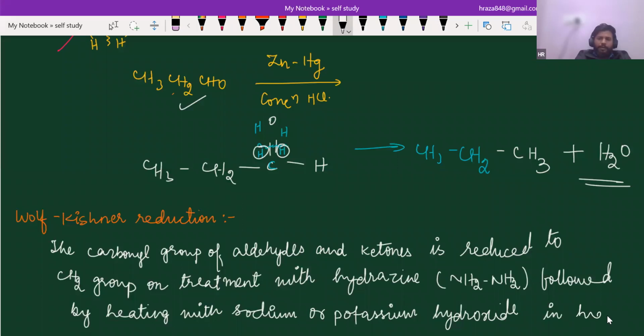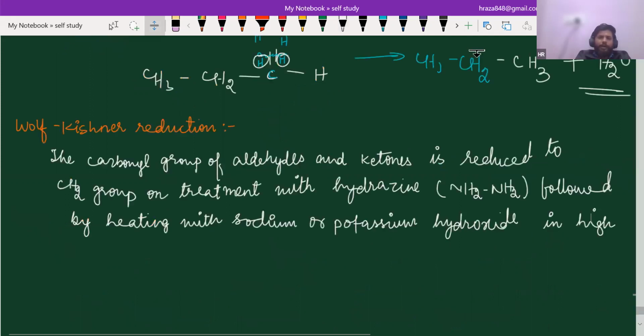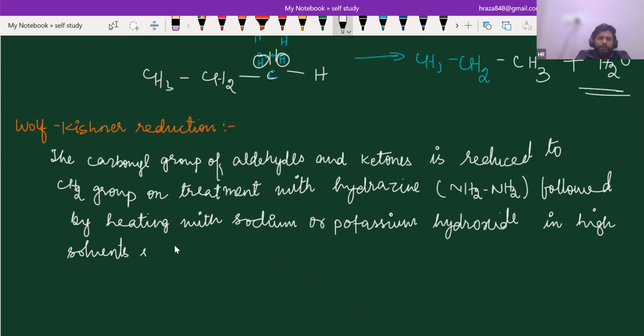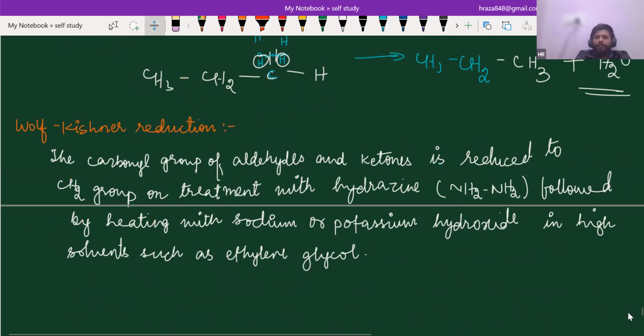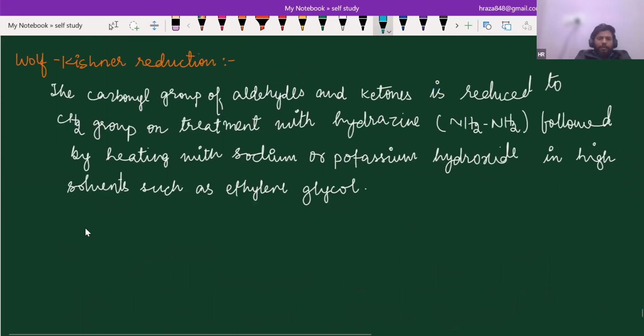In high boiling solvents such as ethylene glycol. That is known as Wolff-Kishner reaction. Again, same process, only reagent changes. So I'm going to write the reaction first and then I will explain. Just let me know when you are done with this.